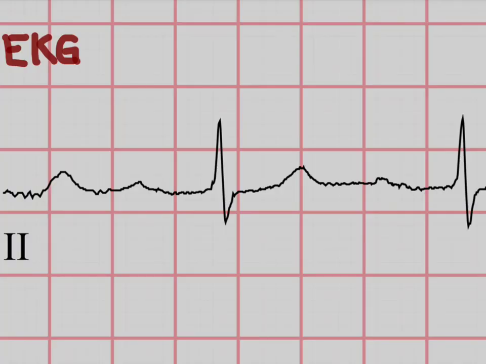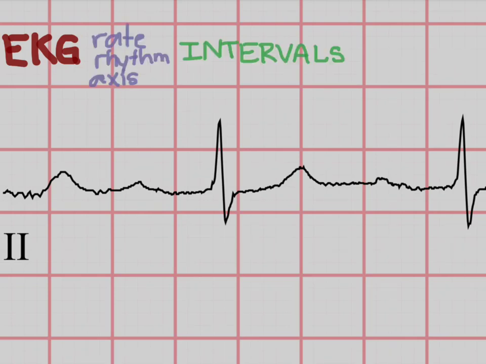Okay, so in the last videos, we covered rate, rhythm, and axis. So now we're going to talk about intervals. So this really means the space between the various different complexes. So let's first review a couple things that we talked about previously.